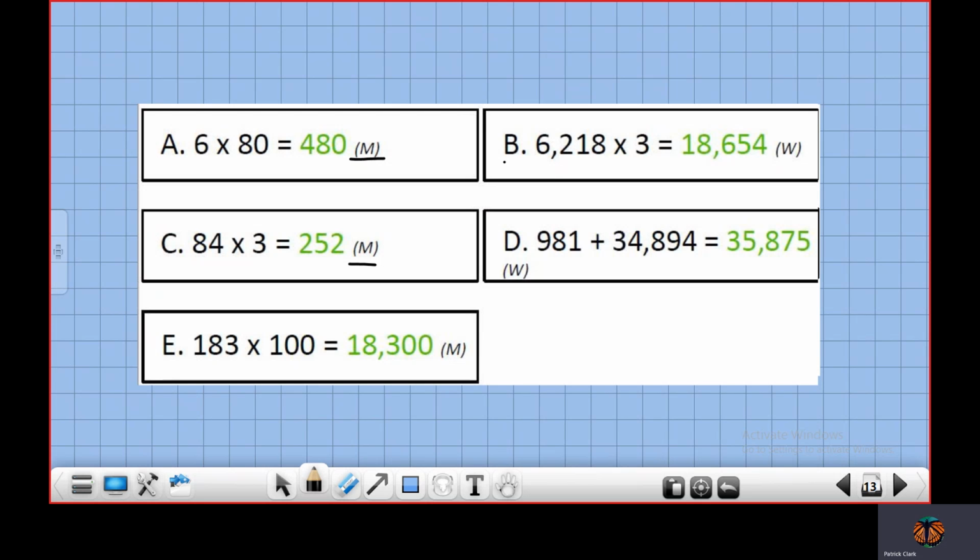Our next written method one is 981 times 3, add 34,894, which today is 35,875. And then a mental one, which is times by 100, so no written methods needed at all. 183 times 100 is 18,300 because we move all the digits 2 places to the left.